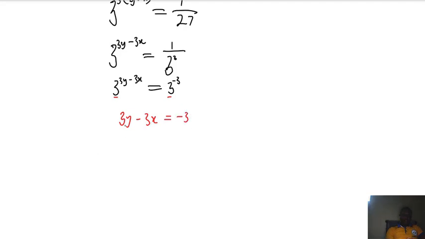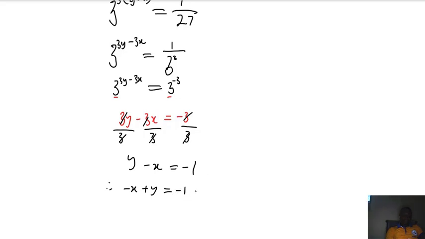The coefficient of all of them is 3, so let's reduce this to the simplest form by dividing through by 3. This 3 will cancel this 3, and this 3 will cancel this 3, and we get y minus x equals negative 1. Therefore, we have negative x plus y equals negative 1. Let's call this one equation 2.